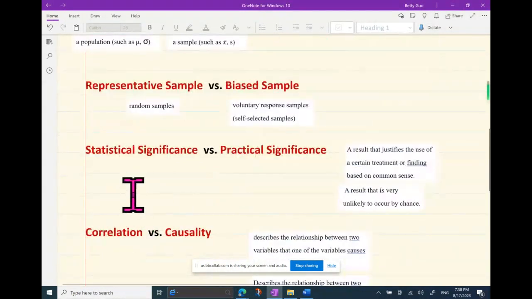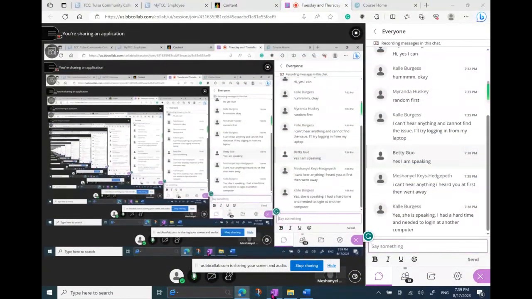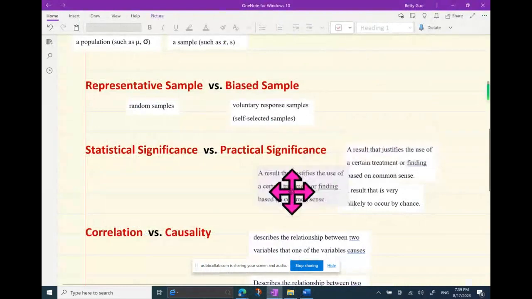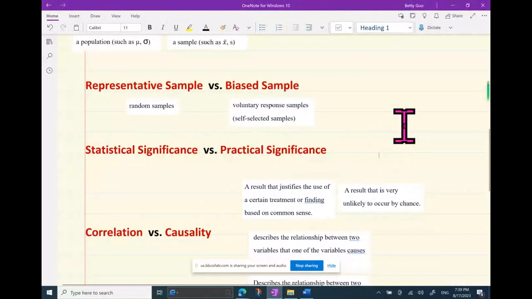Next pair, statistical significance and practical significance. If you have started to work on your assignment in MATLAB Math, the first question is about statistical significance and practical significance, right? Okay, let's take a guess. She's speaking. Okay, very good. Now take a guess. Which one goes to which one? Which one is the definition for practical significance? Which one responds to statistical significance?